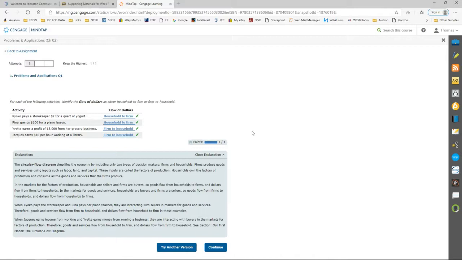You should have got 3/4, something in that order, but go ahead. So for Caroline pays a stock keeper $1 for a quart of milk, I put household to firm. Correct. For Latasha earns $20,000 from her 10% ownership of Acme Industrial, I put firm to household. That might not be right, because that's capital. For Francis spends $100 for a piano lesson, I put household to firm. Correct. And Antonio earns $8 per hour working at a fast food restaurant, I put firm to household. Correct.